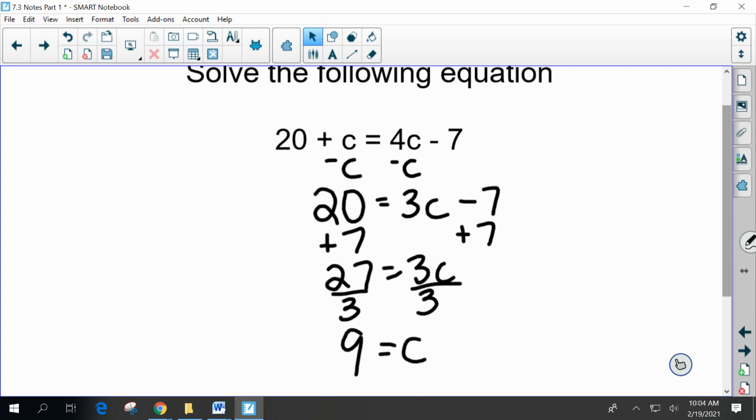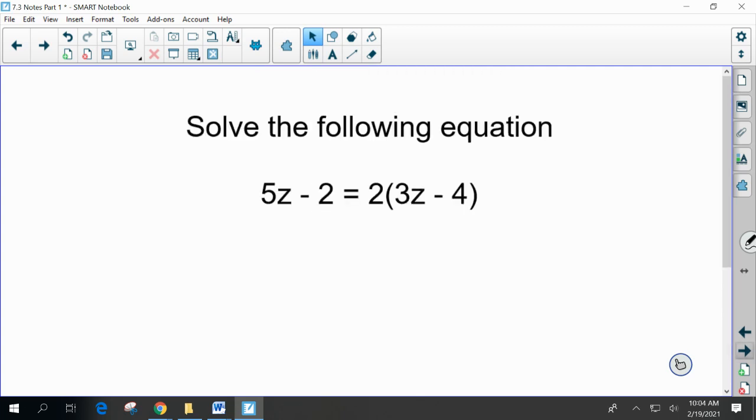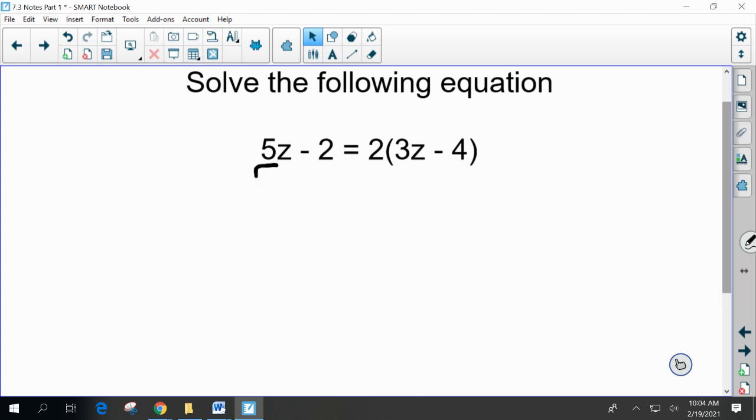Okay, so next problem. What do you see that is different here? Parentheses. What do parentheses tell you to do? Do it first. Yes, so we have to do distributive property on the right-hand side. So I'm really not going to do anything with the left-hand side right now, so I'm just going to rewrite it.